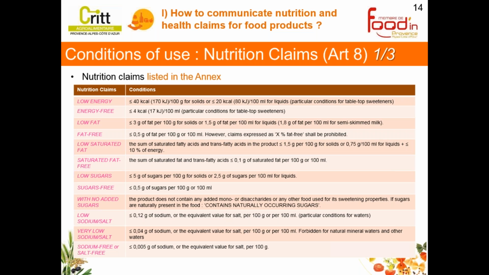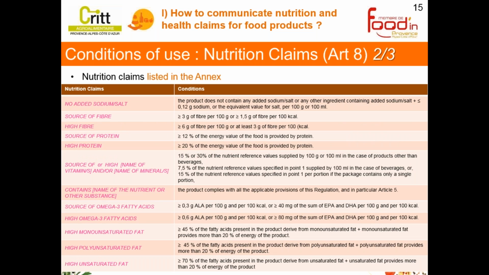You can consider that there are nutrition claims which are negative, such as fat-free, because they deal with the absence or reduced quantity of a nutrient which is considered as negative, or calories. But on the other hand, there are positive nutrition claims, such as a source of or high fiber or protein. For example, a claim that a food is a source of or is high in protein, and any claim likely to have the same meaning for the consumer, may only be made where at least 12 or 20% for high of the energy value of the food is provided by protein.